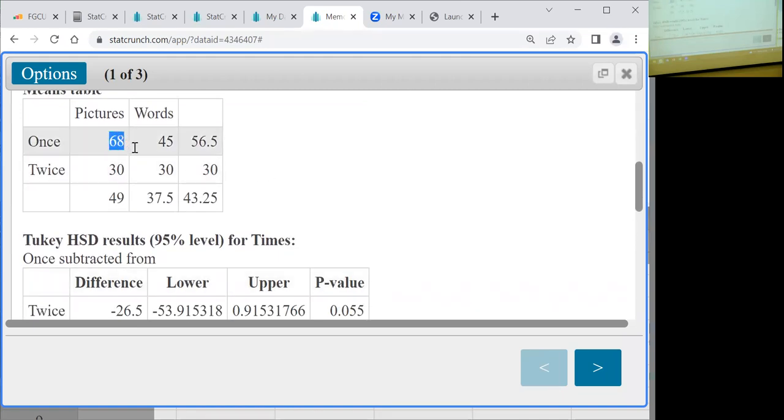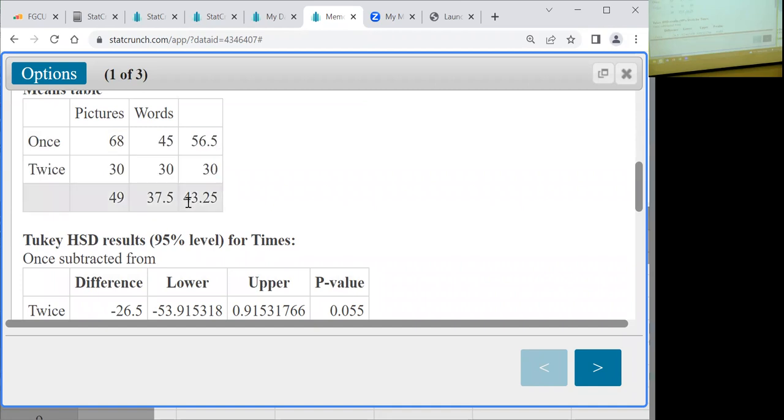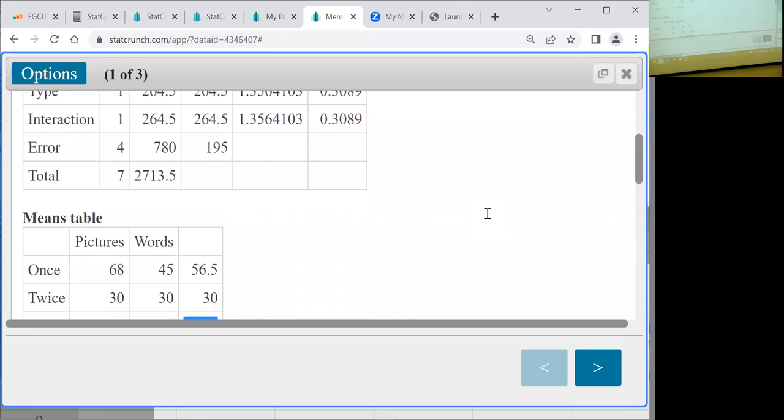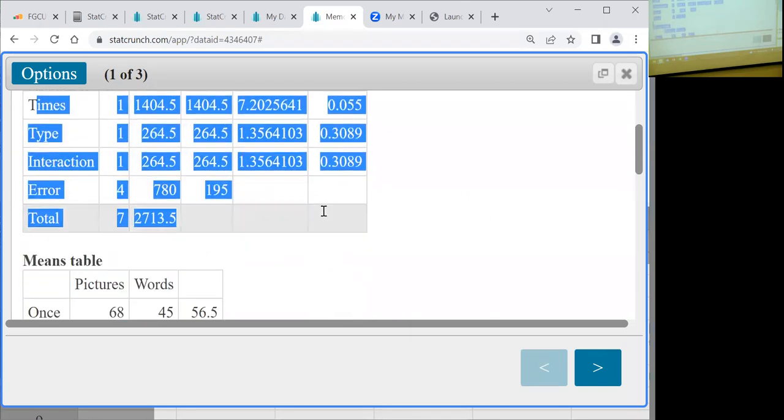So the means, yes, and the grand mean being 43.25. Average of those two. So don't forget, we have to divide that by 2. Divide the sum 86.5 by 2. Good so far? Okay. That is our table.